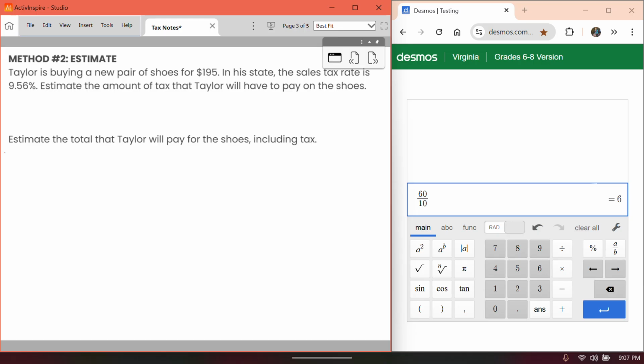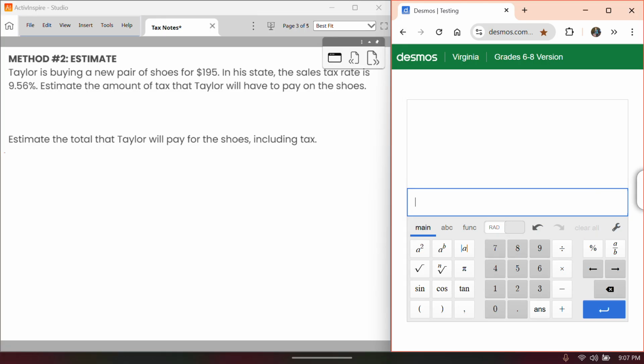Method number two is to estimate. And I really like the estimation method. It doesn't work every time on every problem, but I really like it. So let's jump into it. Taylor is buying a new pair of shoes for $195. In his state, the sales tax rate is 9.56%, which is a lot. Estimate the amount of tax that Taylor will have to pay on the shoes.